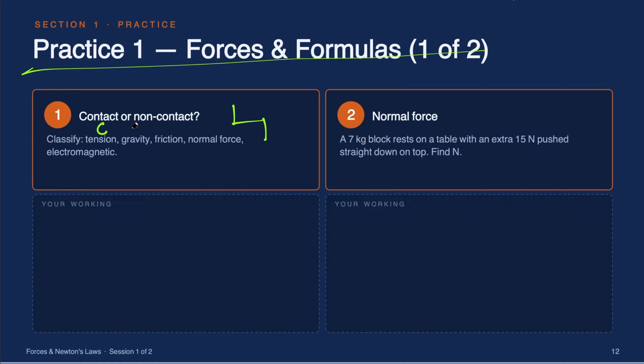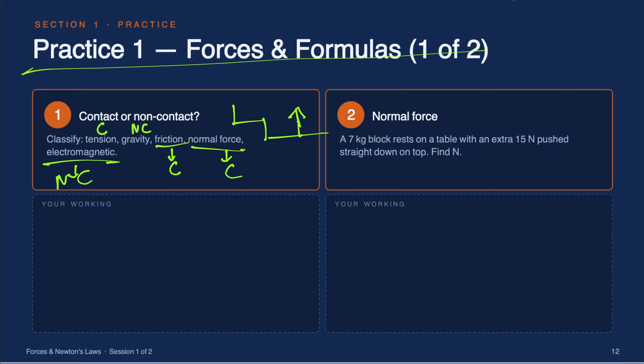Gravity is non-contact because I can jump in the air, but Earth will still find a way to pull me down, right? Friction is contact because you need to be on a surface. You need to be moving or static on a surface for friction to occur. And normal force, same thing, contact: it's on the floor, it keeps you up on the floor. Electromagnetic, that's between charges, so that's non-contact.